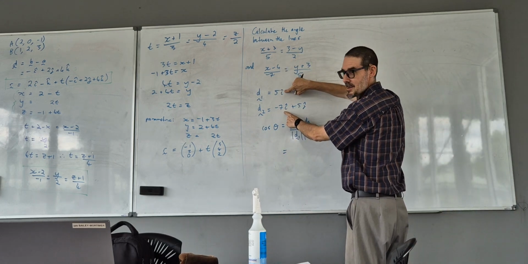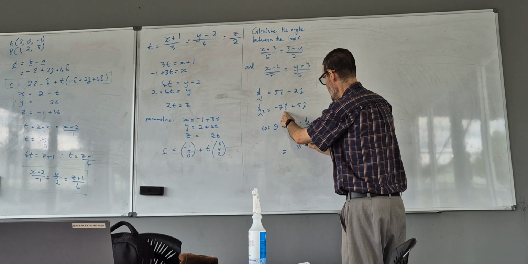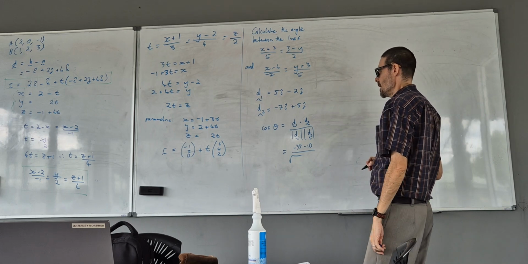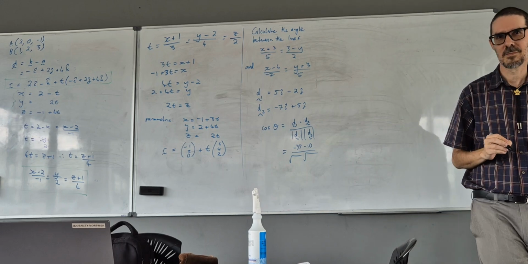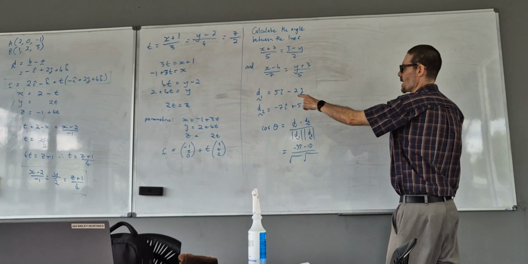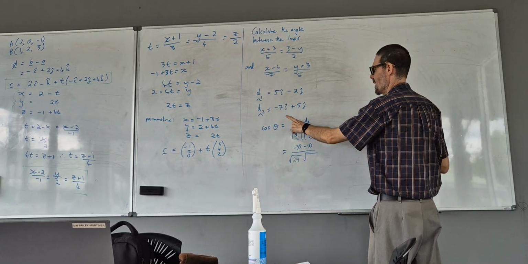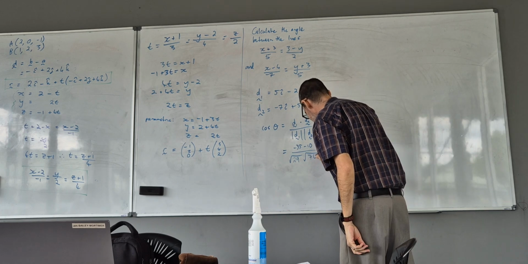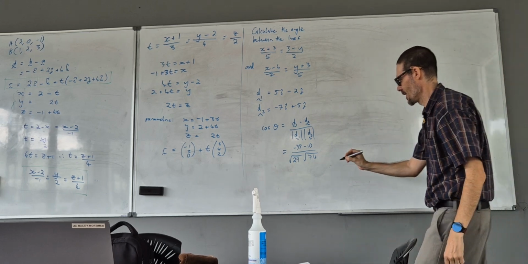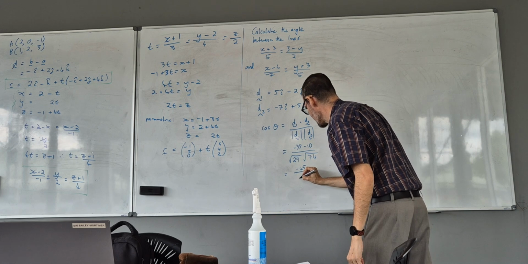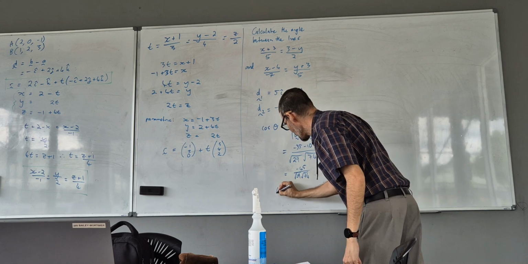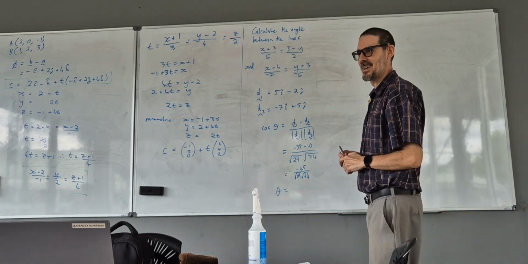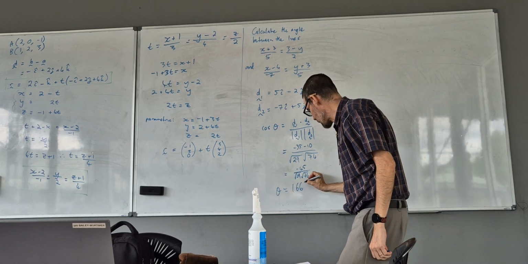d1 dot d2, so you're just going to go 5 times negative 7, and then 2 times 5, minus 10. 25 plus 4 is 29. 49 plus 25 is 74. Negative 45 over, frankly I don't care because I'm just going to get my calculator and work out theta. Inverse cos of that. It's 166.26. Beautiful.